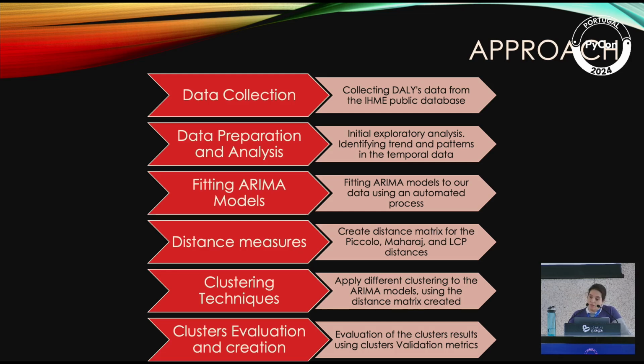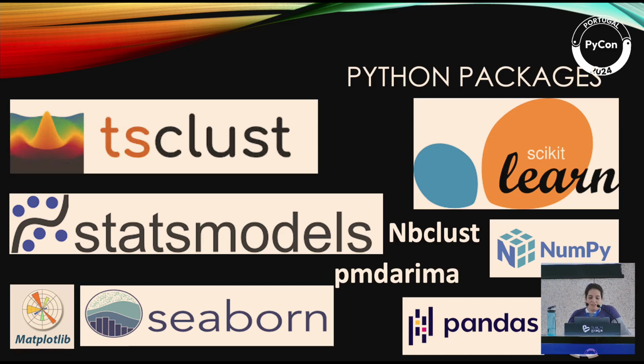We used several clustering techniques, all within the group of hierarchical clustering, and then evaluated with all the indexes that were available to try to find a consensus of these groups. How did we do this? We used a lot of Python packages, statsmodels and pmdarima, to find the best models to represent each time series. We used tsclust and then scikit-learn to fit the best models. We used tsclust, pmdarima, and bclust.